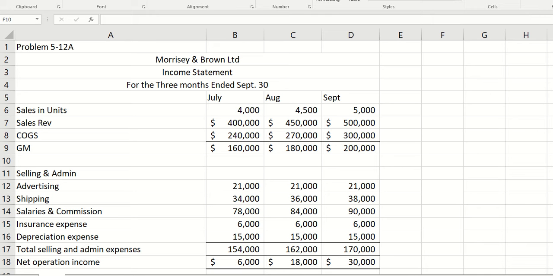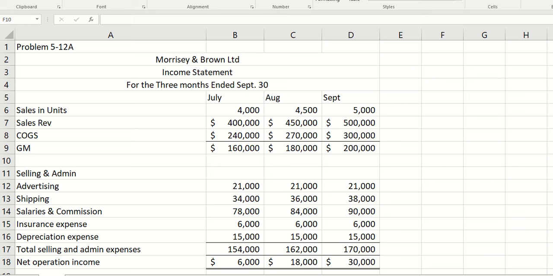So Morrissey and Brown Ltd. of Sydney is a merchandising company, the sole distributor of a product that's increasing in popularity among Australian customers. The company's income statement for the most recent three months. This is the information; I've just recreated it, and it should be the same thing that you see in your textbook.